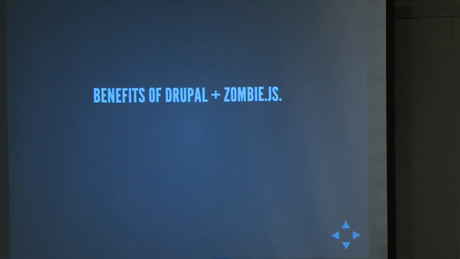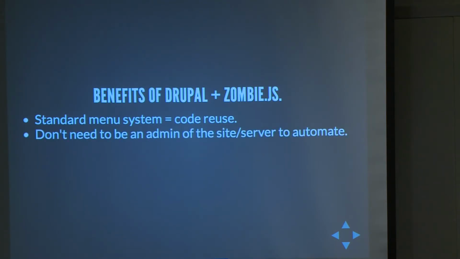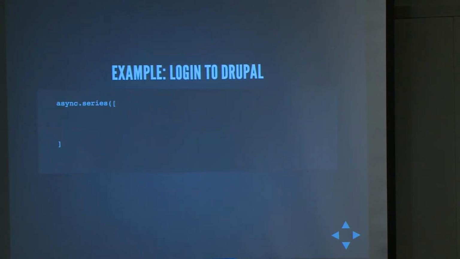So Drupal and Zombie.js. First of all, I want to talk a little bit about the benefits of combining these two. Well, the first thing is Drupal has a standard menu system, so we can actually reuse a lot of the things we build here. I'm going to show you that code reuse, like a login method. We can do a lot of really cool stuff simply because every Drupal website has a common menu system, unless they've altered it in some way using hook menu alter, which might as well be hook kill kittens. Another thing is we don't need admin of the site server to automate. I've already mentioned that. You don't have to be an admin to do it, so that's awesome. We can also use command line arguments and prompts. This is what really excites me about using Node with this, and I'll demonstrate all of this in this presentation if I have time.